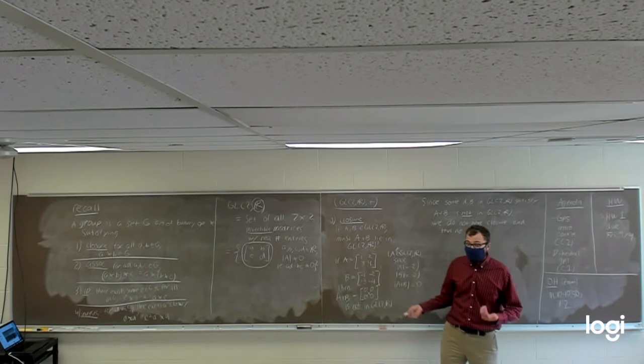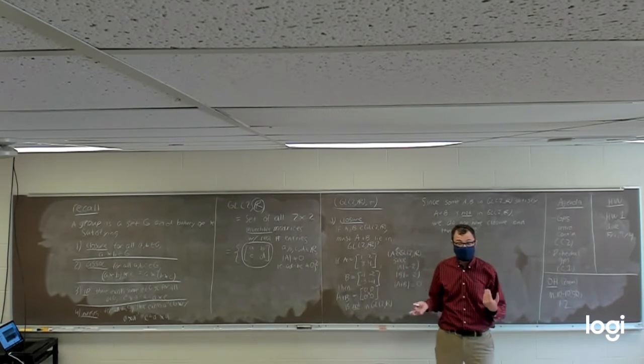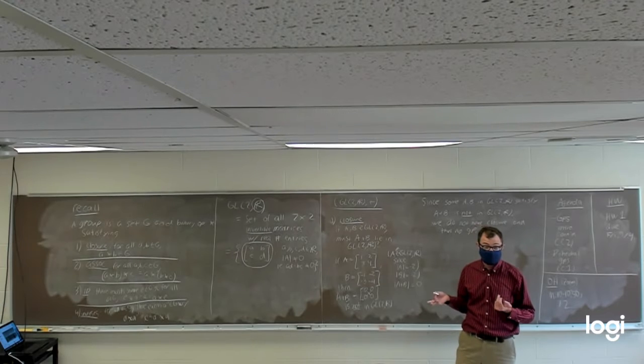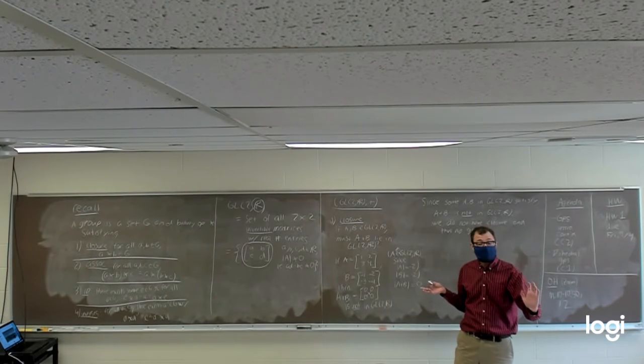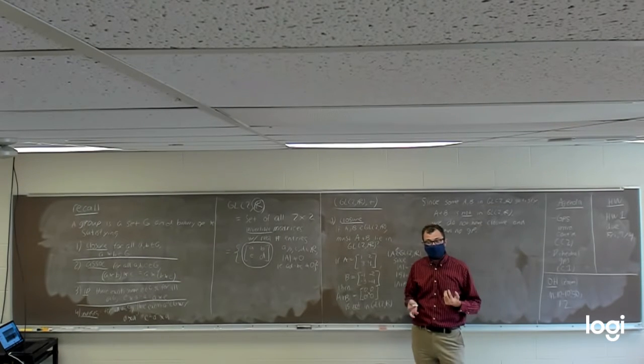If it did have closure, we'd have to show that closure works no matter which matrices we started with. We'd have to be able to show that an arbitrary A and B in GL2R satisfy that their sum is in GL2R. But to show that it doesn't work, all that we need is a single counterexample.